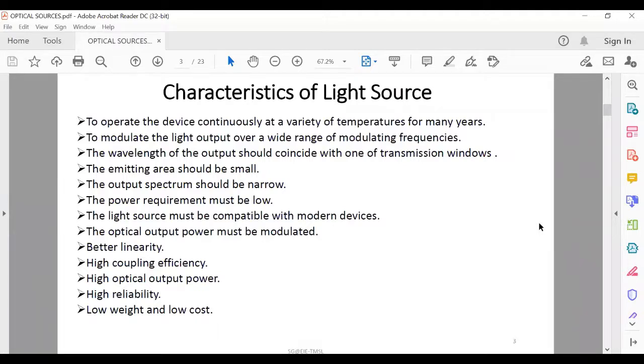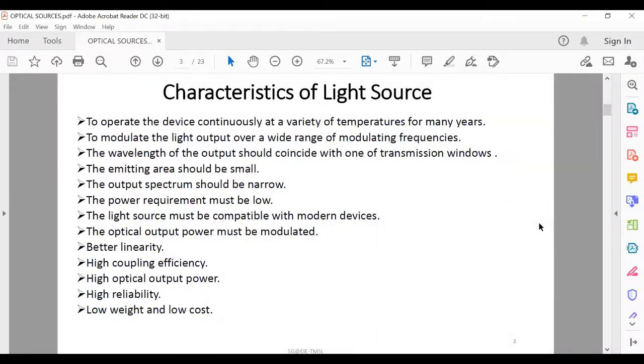The power requirement for its operation must also be low. The light source must be compatible with the modern solid state devices currently used. The optical output power must be directly modulated by varying the input current to the device. Next, better linearity is needed for preventing harmonics and intermodulation distortion, so better linearity must be there.